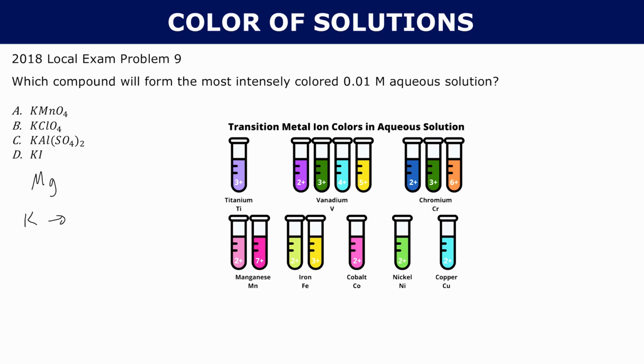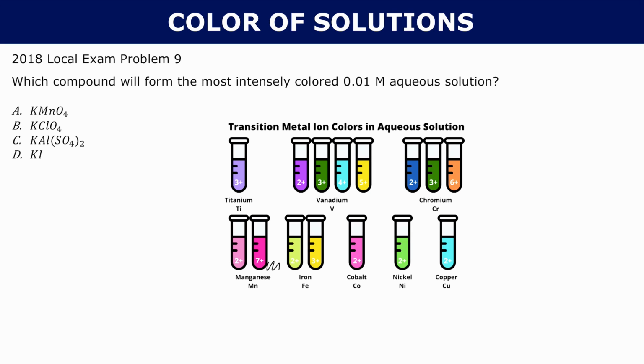Well, K, potassium, has a charge of +1, and oxygen has a charge of -2. So if you have one potassium, so +1, and 4 oxygen, so 4 times -2, that means your charge is going to be -7. So the manganese needs to have a charge of +7 to make this compound neutral. So that means we're dealing with manganese 7+, sorry, that should be Mn. And so we're going to be dealing with this brightly pink solution. So this could be a potential answer since the pink is so brightly colored. Let's look through the other ones.